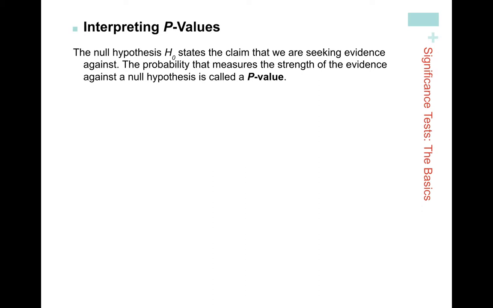So the null hypothesis, H null or H naught, that is the claim. That's the statement of no difference. That's the claim that we are actually trying to find evidence against. Okay, so that probability that measures the strength of the evidence against a null hypothesis is called the p-value.